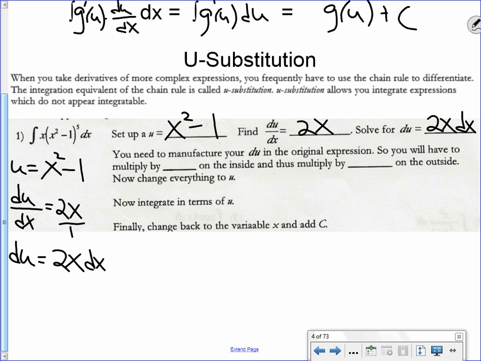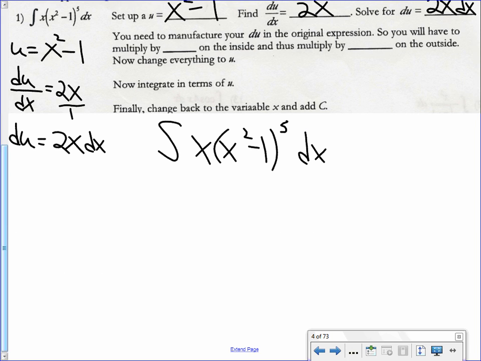Now here's the thing. Once you decide on u and you get du, think of this du as being like a shopping list, or like a recipe. You can't even start baking the cake unless you have all your ingredients. All your factors of du have to be in the problem. Let me write this problem here. We're trying to integrate x times (x squared minus 1) to the 5th dx. I'm going to work backwards. Do I have a dx in the problem? Yes, right there. Check.